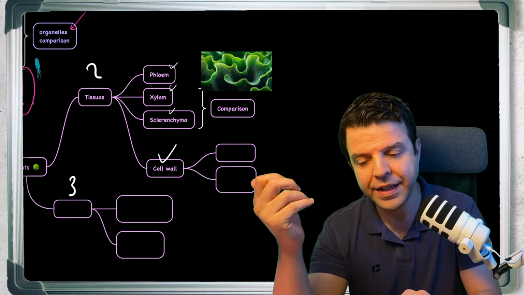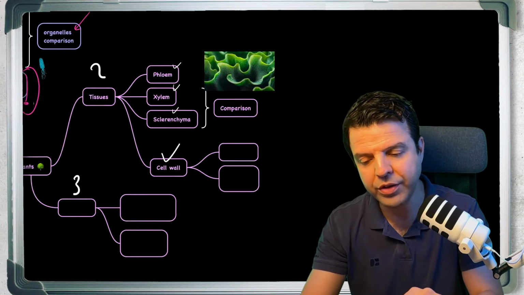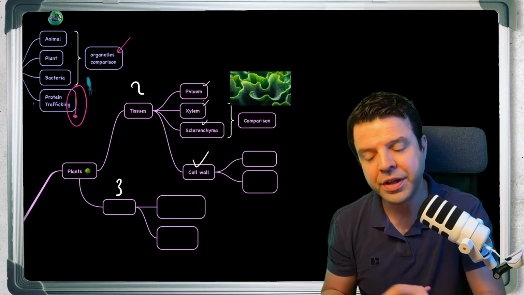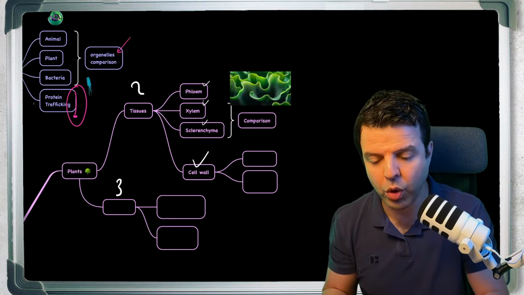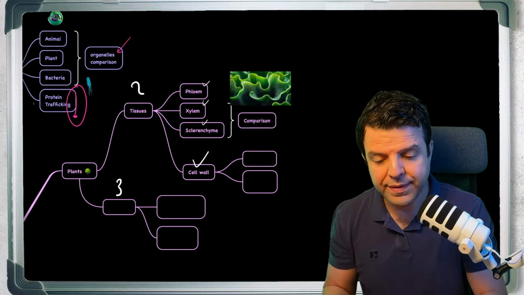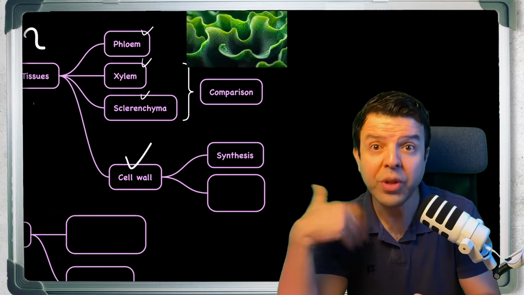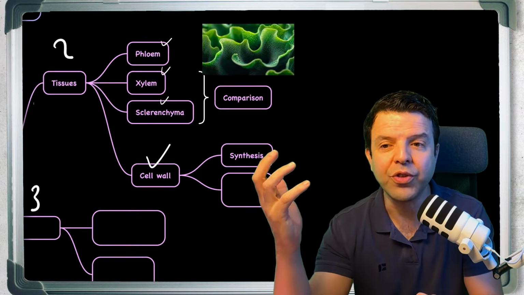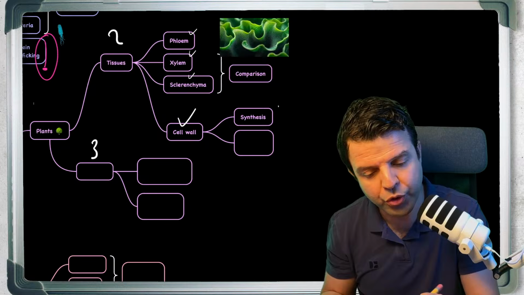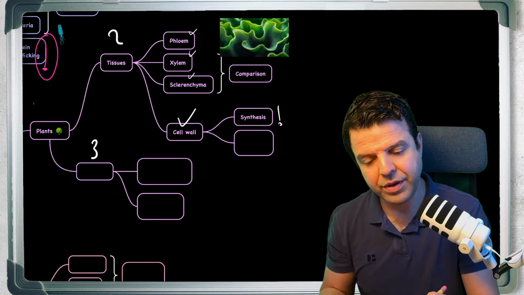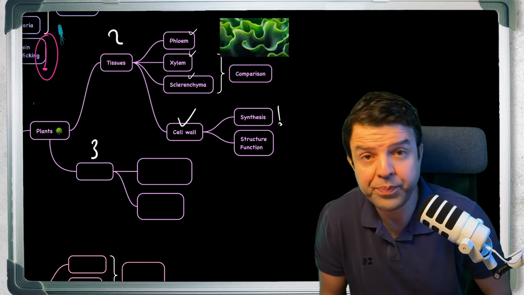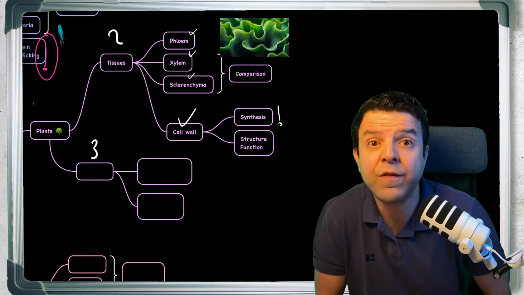And you can see now the sequence. Once again, we did cells here. Now it's time to do the cell wall. What do you need to know about the cell wall? You need to know how is it made, like the synthesis of the cell wall, which is another important question, and its structure, what it is made up of, and its function.